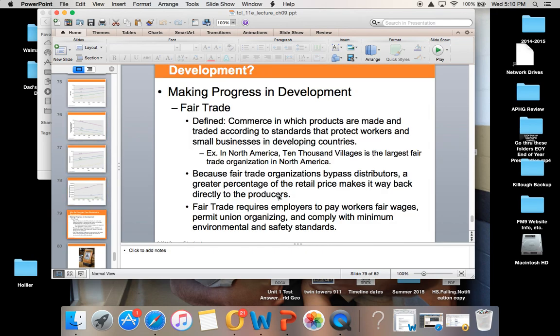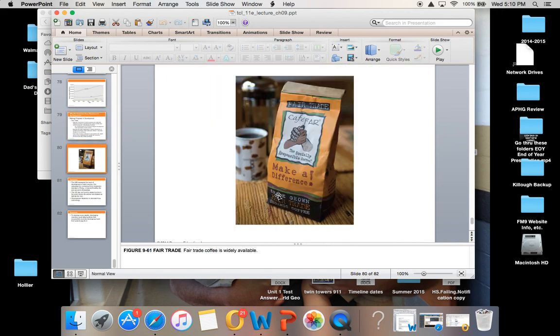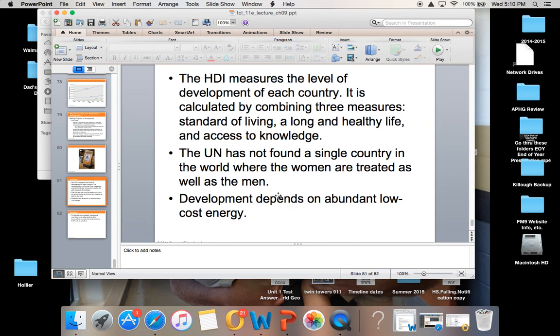That's about it. The last piece was fair trade. Okay, there will be a question about that, I believe, on the test, about what fair trade is. Okay, and that's a term. And these are the last key pieces for this particular unit: HDI measures the level of development of each country. It's calculated, and you guys have done an activity on that by looking at certain items: the standard of living, life expectancy, and access to knowledge, to see why a particular country should be at a certain level.